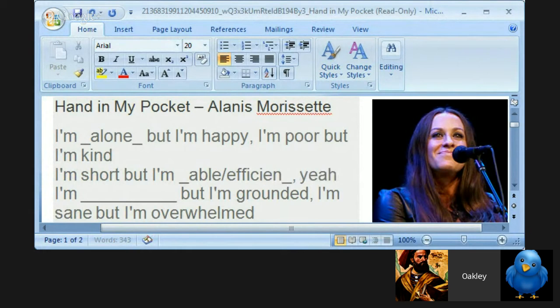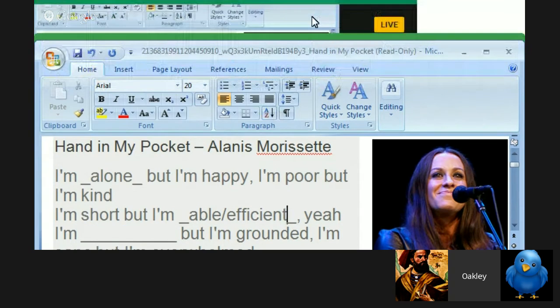Okay, wait a minute. Let's talk about that for a second. Let's compare these two. Let's do a little syllable count. I'm alone, but I'm happy. I'm poor, but I'm kind. I'm short, but I'm efficient. What do you think is going to work better here?